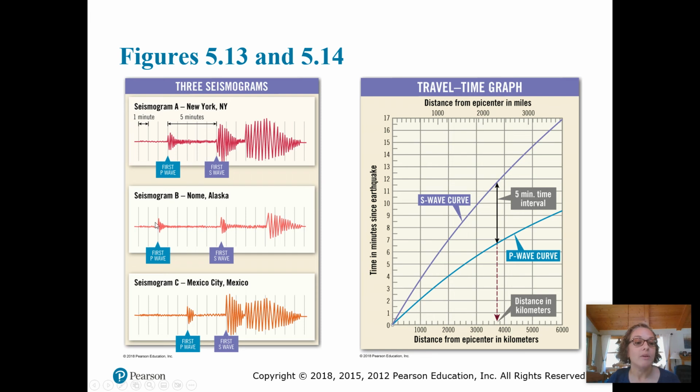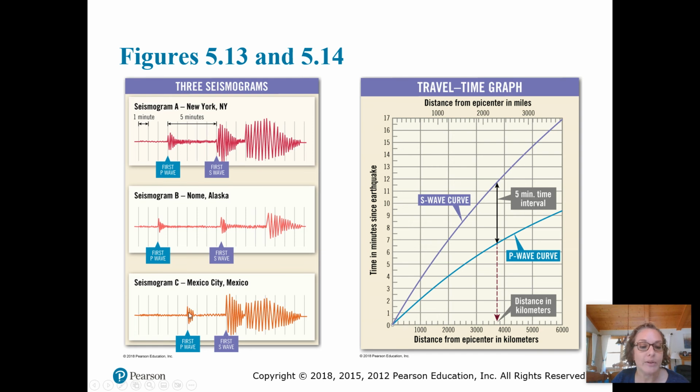The second station's data will do the same thing. We'll count the arrival time distance between the P wave and the S wave. So we have 1 minute, 2 minutes, 3 minutes, 4, 5, 6.5 minutes. As you can probably guess, this station is a little bit further away from the epicenter compared to our New York station. So what we'd have to do is find where these two lines are 6.5 minutes apart, and then again read up or down depending on kilometers or miles in order to get our distance to draw the radius from Nome.